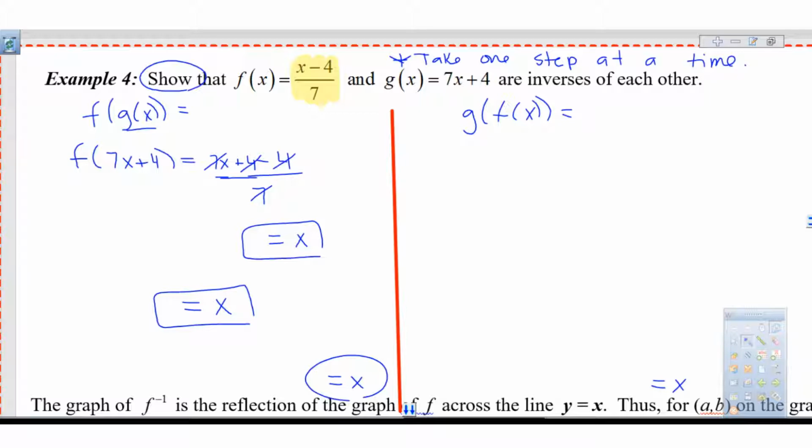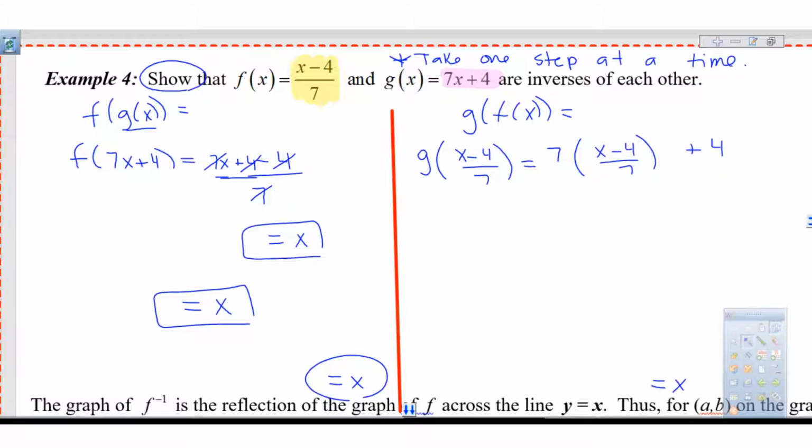Okay, who says, I understand that? Raise your hand, let me see. Okay, good. Okay, this one right here. Find g of f of x, which is x minus 4 over 7. Okay, go into that g of x, which is right here, and wherever you see an x, you put in x minus 4 over 7. So you have 7 times x minus 4 over 7 plus 4.